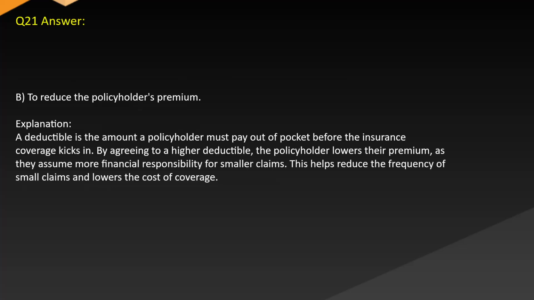Answer B. To reduce the policyholder's premium. Explanation. A deductible is the amount a policyholder must pay out of pocket before the insurance coverage kicks in. By agreeing to a higher deductible, the policyholder lowers their premium as they assume more financial responsibility for smaller claims. This helps reduce the frequency of small claims and lowers the cost of coverage.